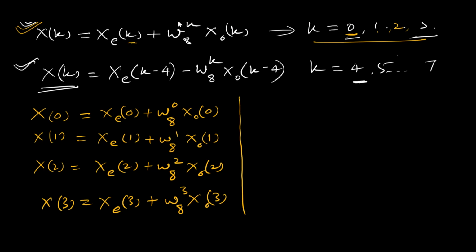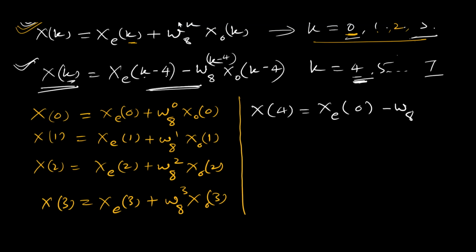That is, k can take values from 4 to 7, and we need to substitute these values in this equation. So for xk, this time I'll replace k with 4. The first value is 4, so this becomes equal to xe. Now 4 minus 4 will be 0. Minus w8 to the power k minus n by 2, that is k minus 4, so this will also become equal to 0, x naught 0.